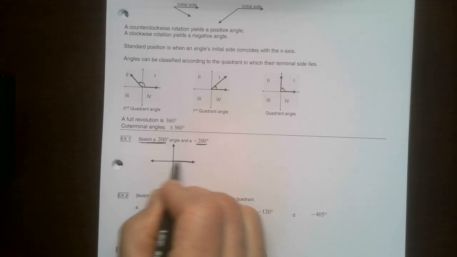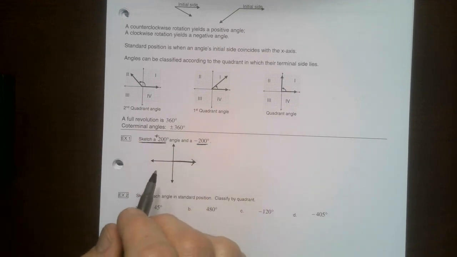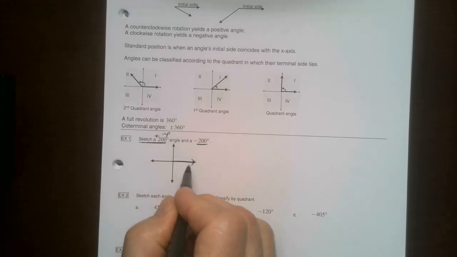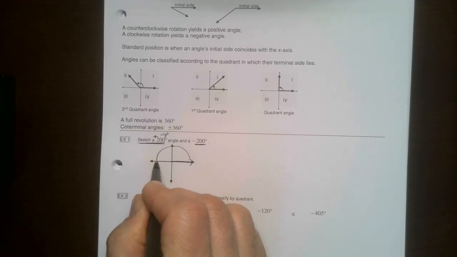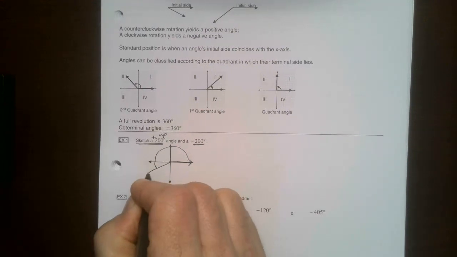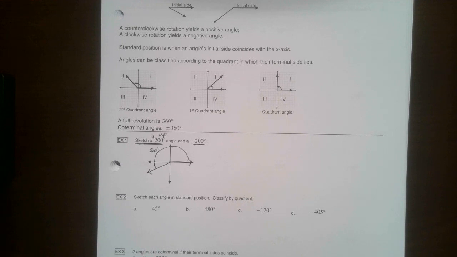So we'll start here. There is an implied plus there if you listen to the pre-lesson, which means you're going to go up 200 degrees. Remember, a semicircle is 180. So go a little bit further, and there you have it. There's a 200-degree angle sketched.